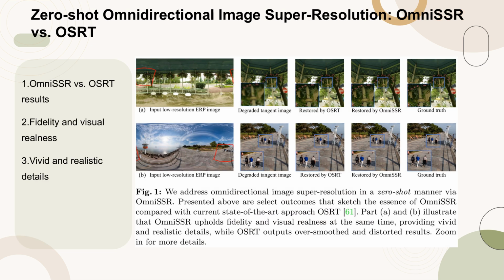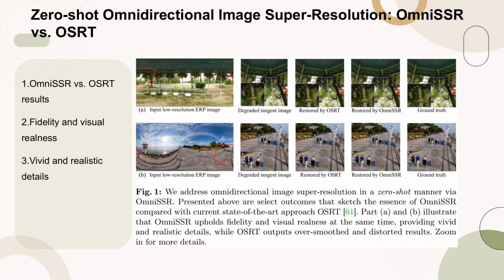Figure 1 presents a comparison of the zero-shot omnidirectional image super-resolution achieved by OmniSSR and the current state-of-the-art method, OSRT. The figure highlights that OmniSSR maintains both fidelity and visual realness, producing images with vivid and realistic details. In contrast, OSRT results are shown to be over-smoothed and distorted. The visual comparison in parts A and B of the figure demonstrates the superior performance of OmniSSR in preserving fine details and ensuring a realistic visual output.